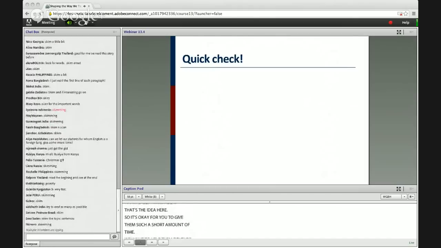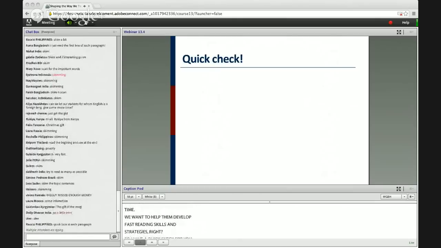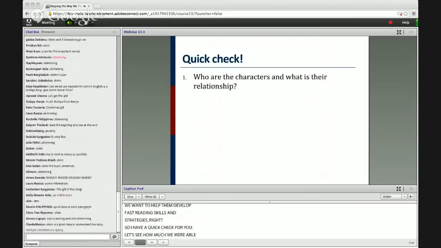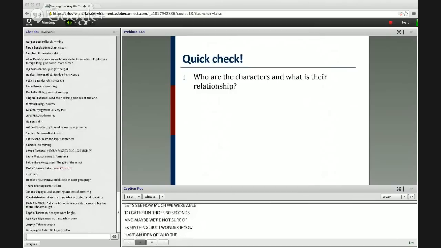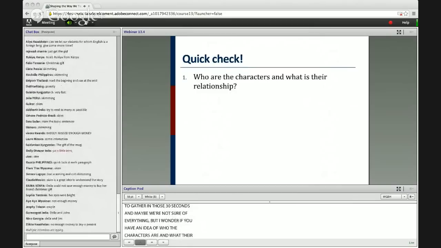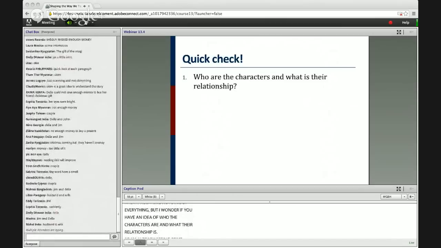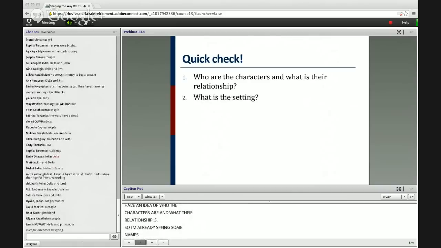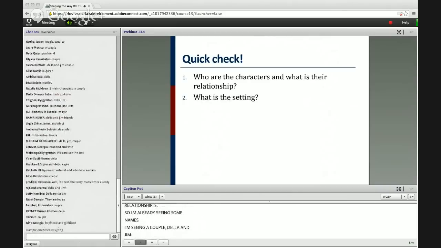So I have a quick check for you. Let's see how much we were able to gather in those 30 seconds. So maybe we're not sure of everything, but I wonder if you have an idea of who the characters are and what their relationship is. So I'm already seeing some names. So I'm seeing Della, it's a couple, Della and Jim. Exactly, they're a couple. Exactly, okay. What is the setting? And they're a married couple, right? What is the setting? Where is this taking place?